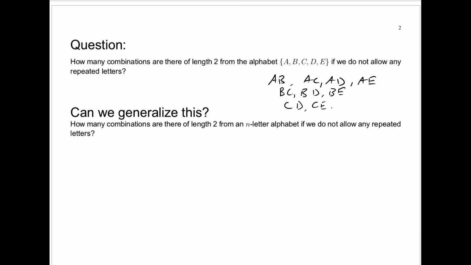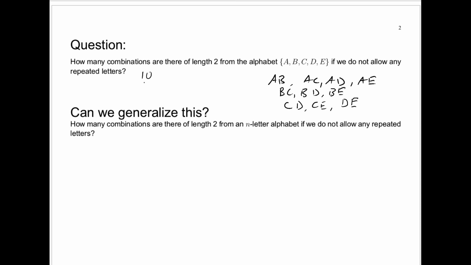And then what else is left? Well, we could have the combination with no A's, B's, or C's. That's just DE, and that's the only one. So how many do we have total? You can count them up, and there are 10 combinations of length 2 from this 5-letter set.